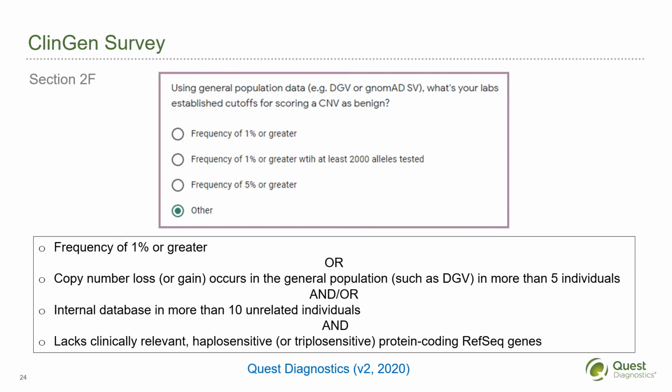We modified section 2F for both deletion and gain metrics as follows. For scoring a CNV as benign, we use the criteria below. The frequency of a given CNV is 1% or higher, or the CNV occurs in the general population, such as DGV, in more than 5 individuals, and or the CNV occurs in our internal database in more than 10 unrelated individuals, and lacks clinically relevant haplosensitive or triplosensitive protein coding RefSeq genes.